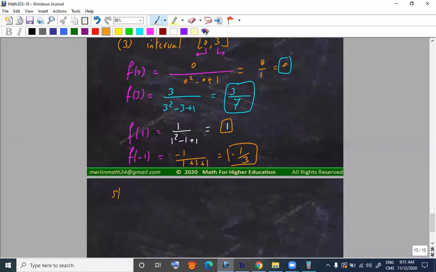So tell me. Minus 1/3 is the lowest. I don't have any other negative value. So this is the absolute minimum. You agree? What is the highest? Is it 1 or 3/7 or 0? 1. So this is the absolute max. You agree? Yeah. Okay, now how do you present your answer?